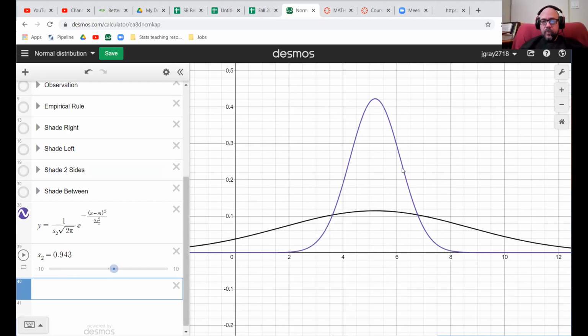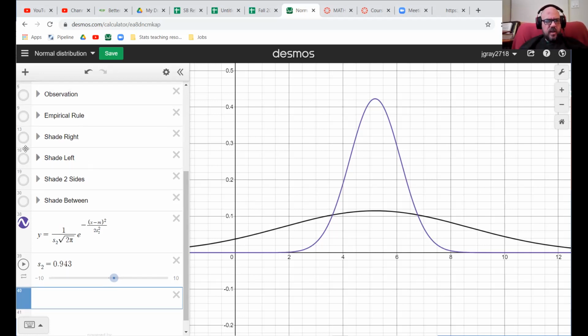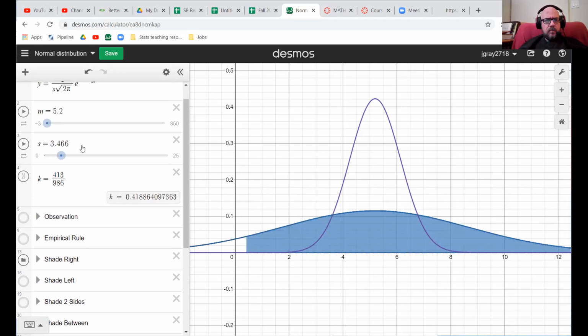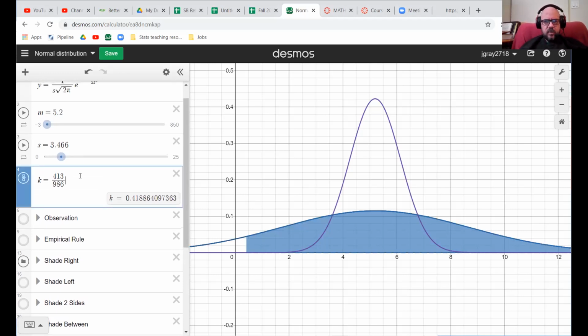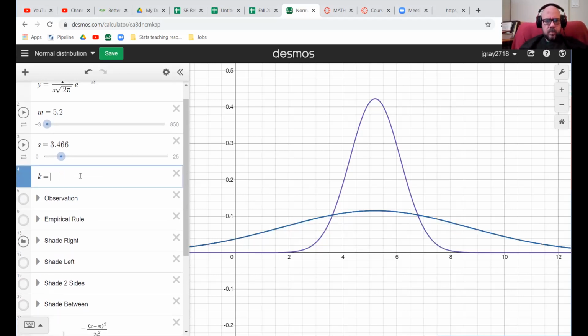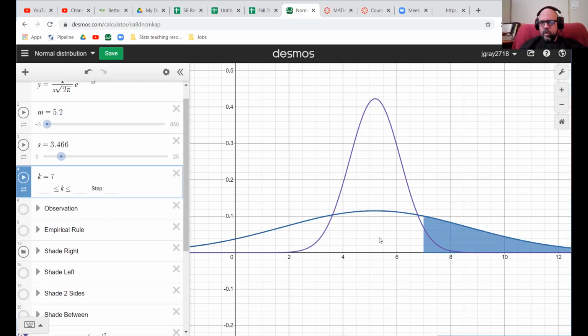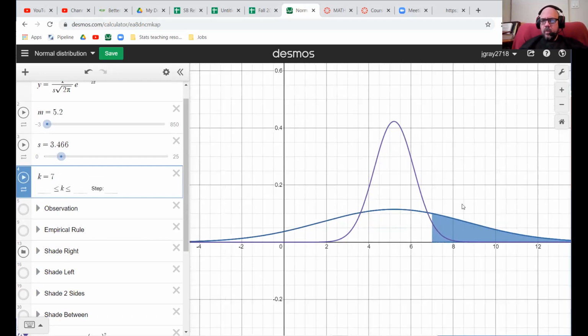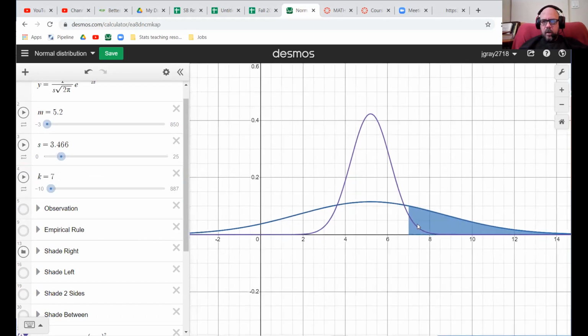So you can see that if I shaded in from 7 and up, right? If I shade to the right from 7, you can see that we're going to get a lot of area under the one with a high standard deviation, and a relatively small area under the one with the lower standard deviation that's taller, right? So that's what I've been trying to say here.